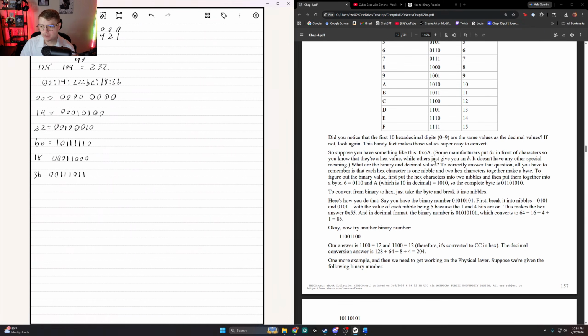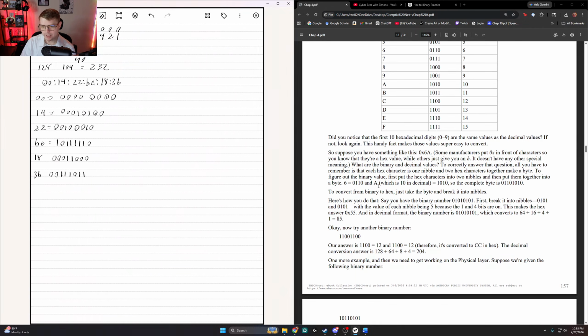Some manufacturers put the 0x in front of the characters so you know that they're a hex value, while others just give you an H. It doesn't have any other special meaning. What are the binary and decimal values? To correctly answer that question, all you have to remember is that each hex character is one nibble, and two hex characters together make a byte.